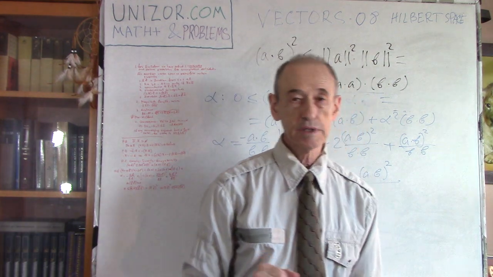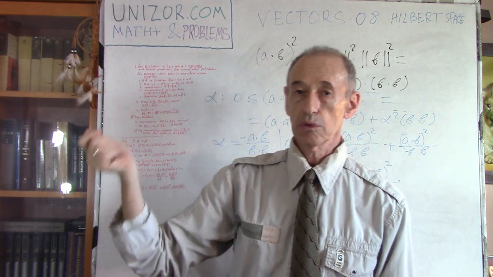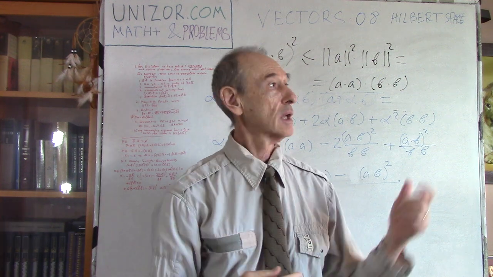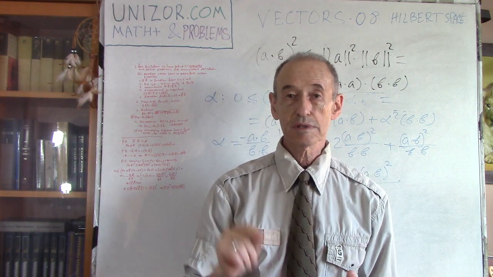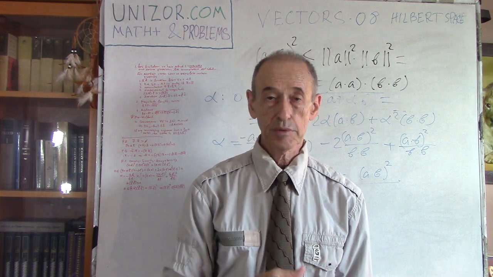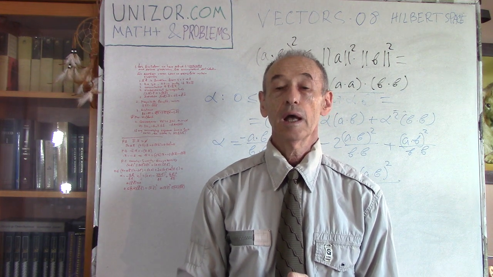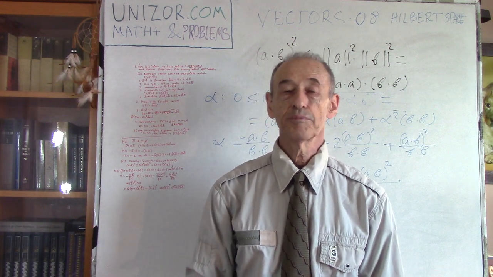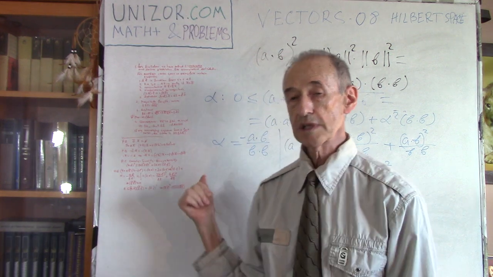Now, I suggest you to read the notes for this lecture. So you go to unizor.com, choose Math Plus and Problems course. The part of the course is called Vectors. And from Vectors, you go to Vectors 08. Again, this is a continuation of the previous, which is 07. So if you didn't really watch that lecture, I suggest you to start from there, because that's where linear vector spaces are introduced. And this is about scalar product within these abstract vector spaces. So read these notes, they are very detailed, and try to prove these problems yourself.